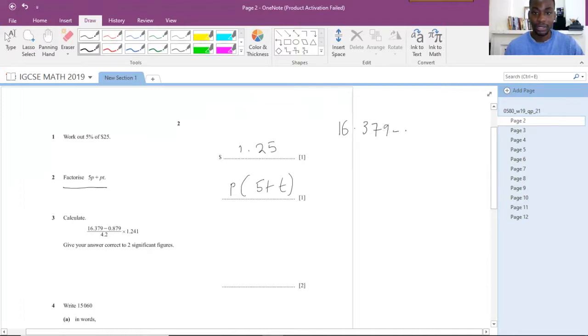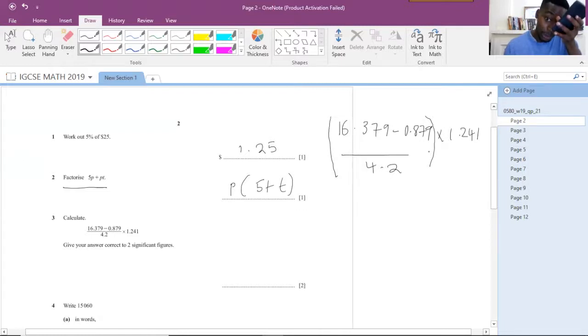So that is 16.379 minus 0.879 multiplied by 1.241 divided by 4.2, and they're telling us to leave this in two significant figures. What I would usually do is multiply at the end. I would open brackets like this, and whatever answer I get within these brackets, I'll multiply it by 1.241.